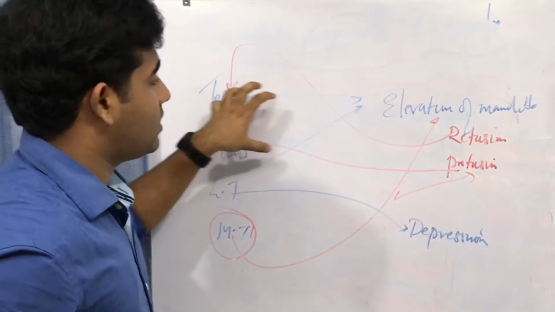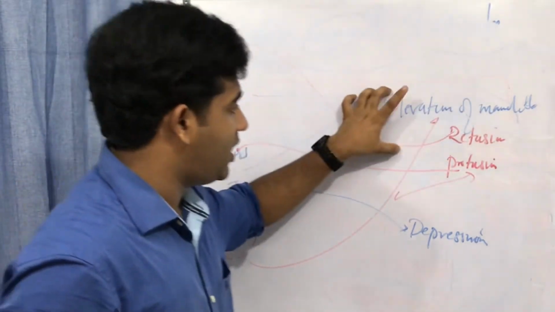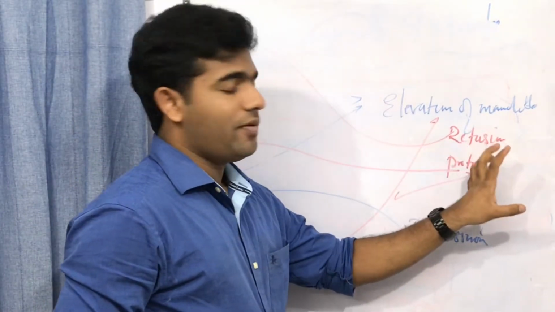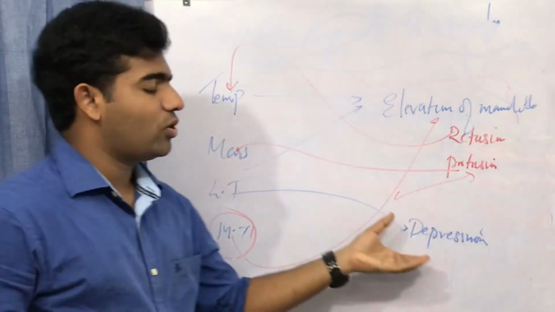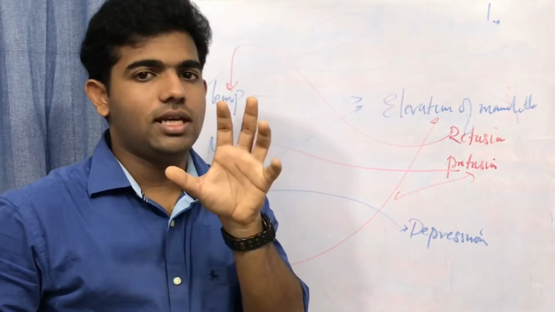The temporalis muscle: elevation of the mandible and retrusion. The masseter muscle: elevation and protrusion. The medial pterygoid, same function as the masseter: elevation and protrusion. And lateral pterygoid, finally, the depression of the mandible. This is a very brief discussion on the action of the muscles.